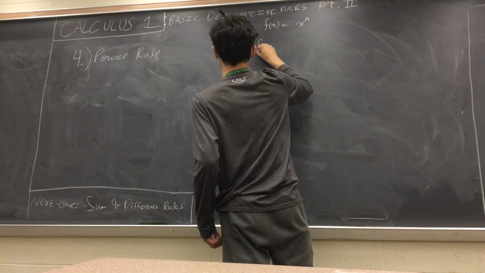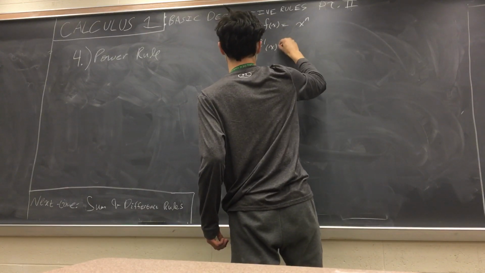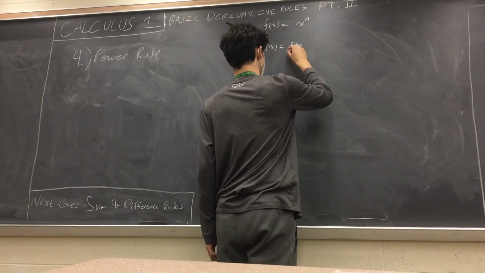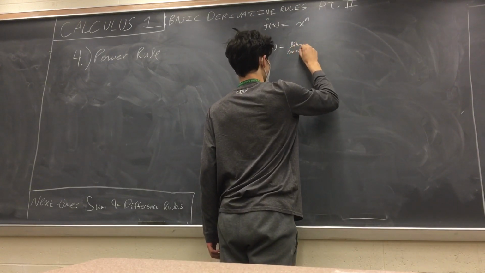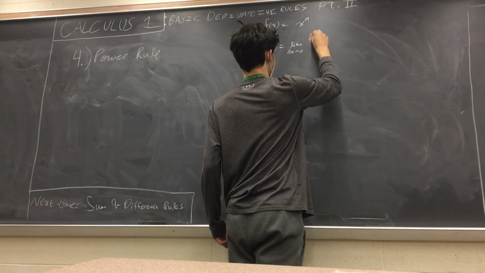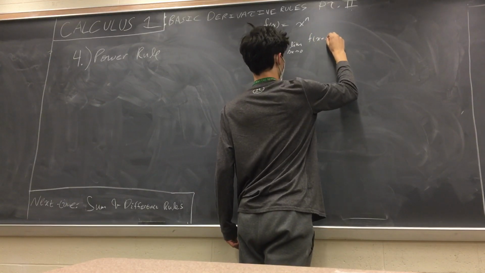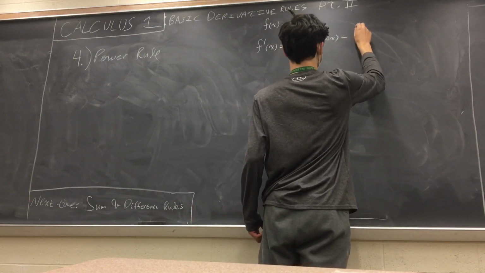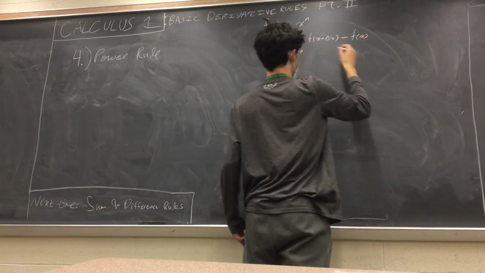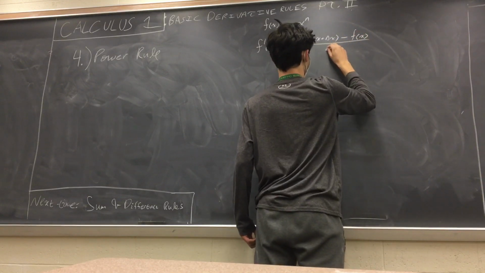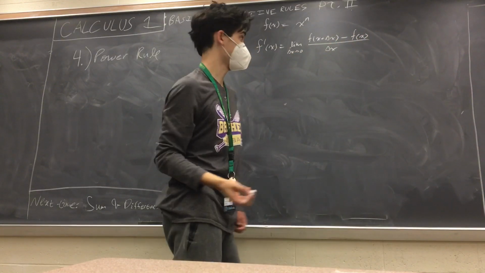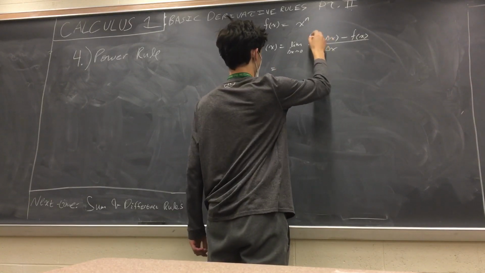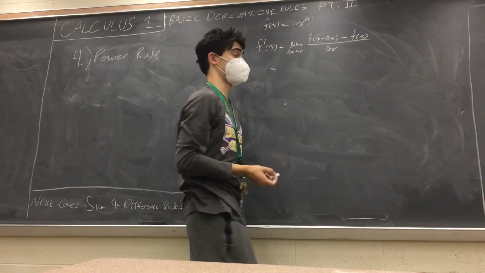So the derivative of this function, f prime of x, we know from the limit definition of the derivative, is equal to the limit as delta x approaches 0 of f of x plus delta x minus f of x, all over delta x. So our f of x is x to the n.